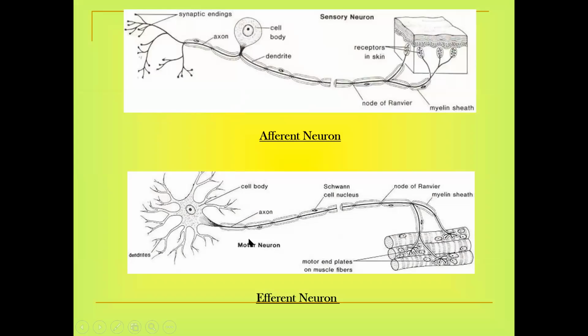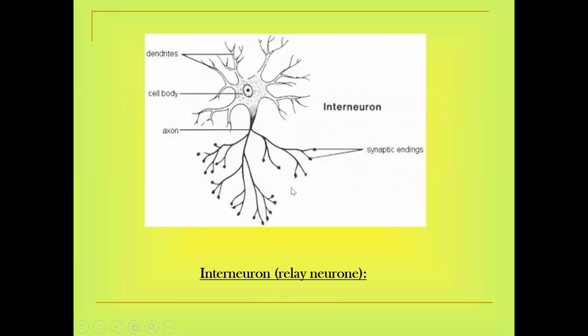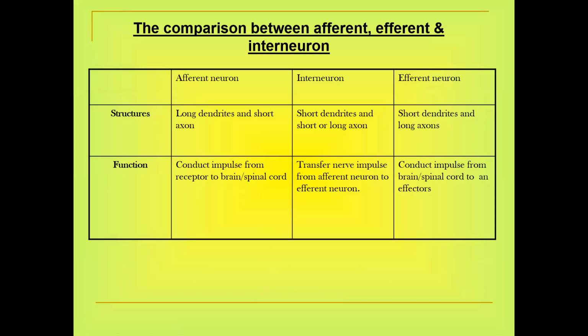The next one is relay neuron, or interneuron. The location of the cell body is in the middle. I hope you can distinguish between interneuron, afferent neuron, and efferent neuron.